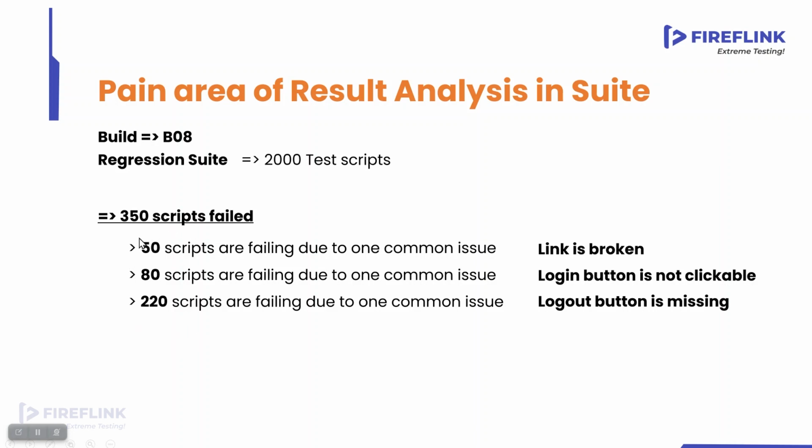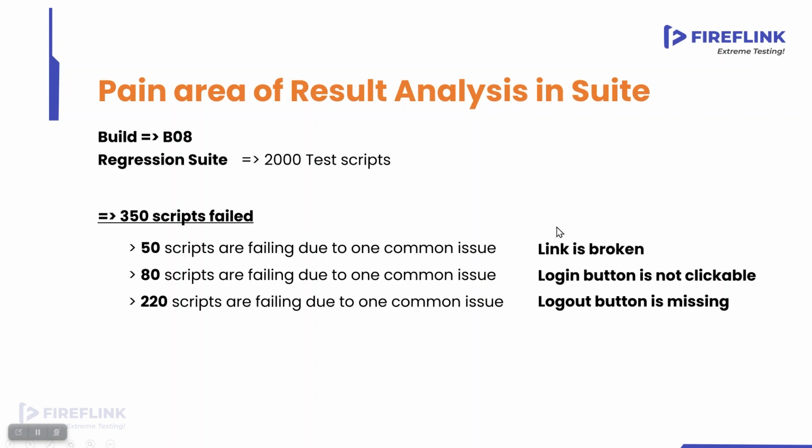And these 350 failures are occurring due to only 3 different issues, right? Now, what I will be doing as a test engineer in traditional automation, I will be going to each and every one of these 50 scripts, and I will be checking the failed status, meaning the failed step. When I say I am going to check the failed status, I will be checking what is the reason for the failure.